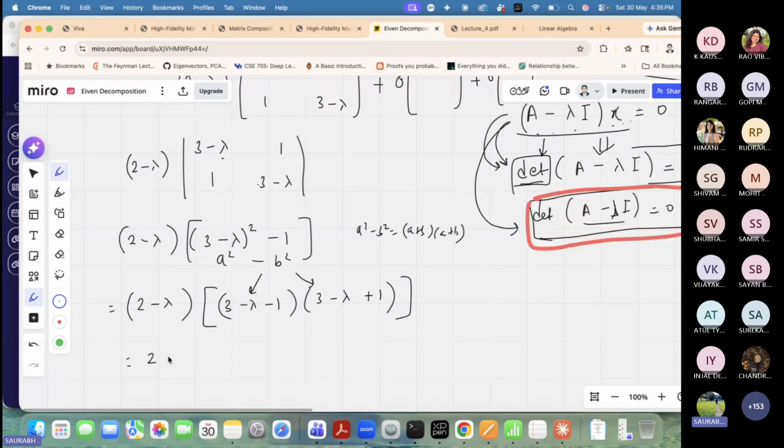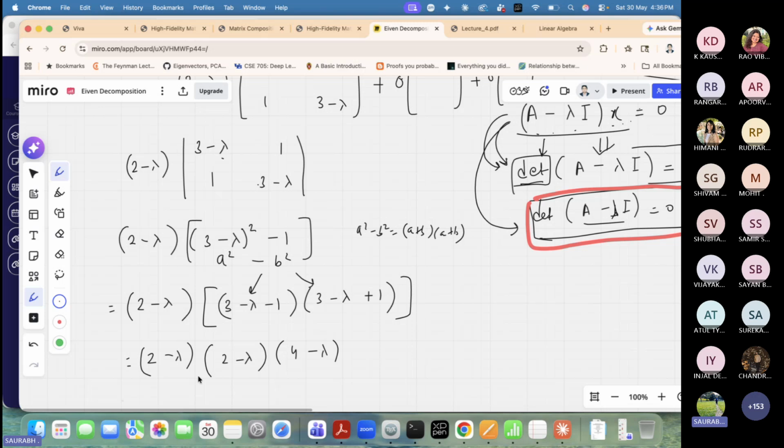Now we are expanding. You can open it like a minus b whole squared. That's also fine, just for the sake of making the solution easy. So this would become 3 minus 1, 2 minus lambda, and 3 plus 1, 4 minus lambda.